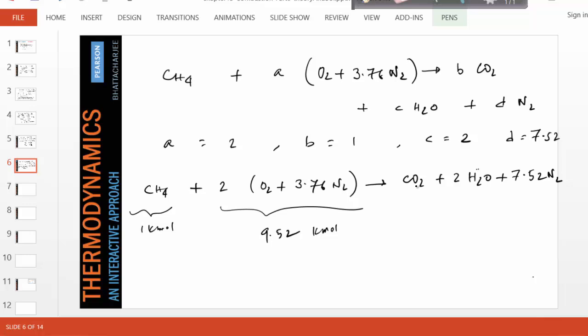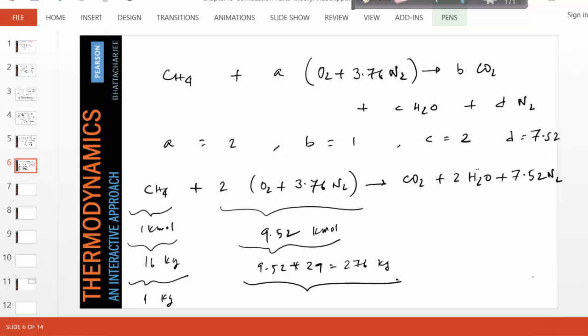Suppose we want the amount of air on mass basis. So on mass basis, what do we get? 1 kilomole of methane is 16 kg, and 9.52 times 29 is 276 kg. So therefore 1 kg of fuel needs how many kg of air? It would be 276 divided by 16, so approximately 17.25 kg. And that is known as the air-fuel ratio.